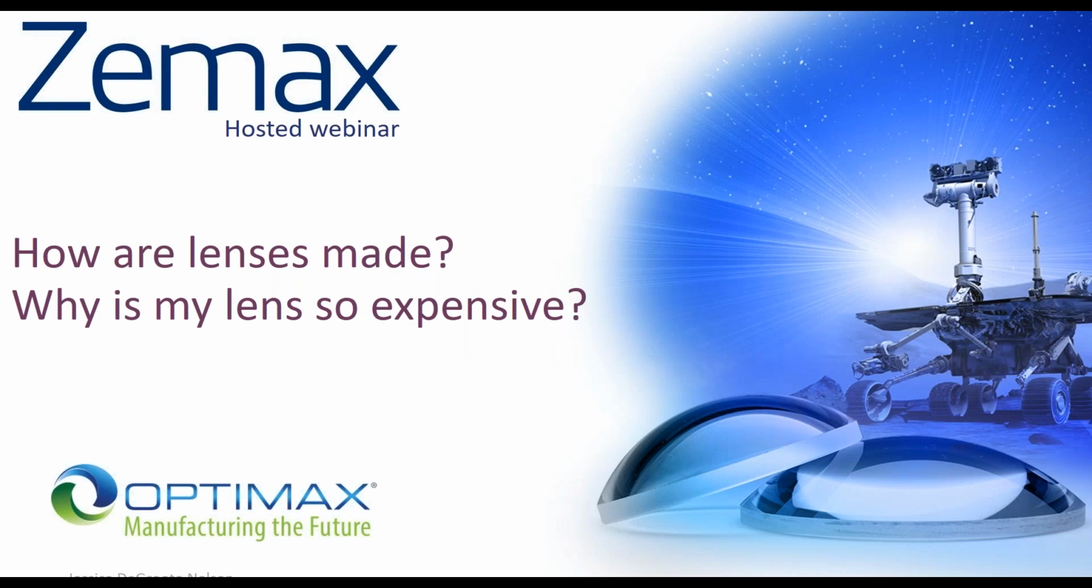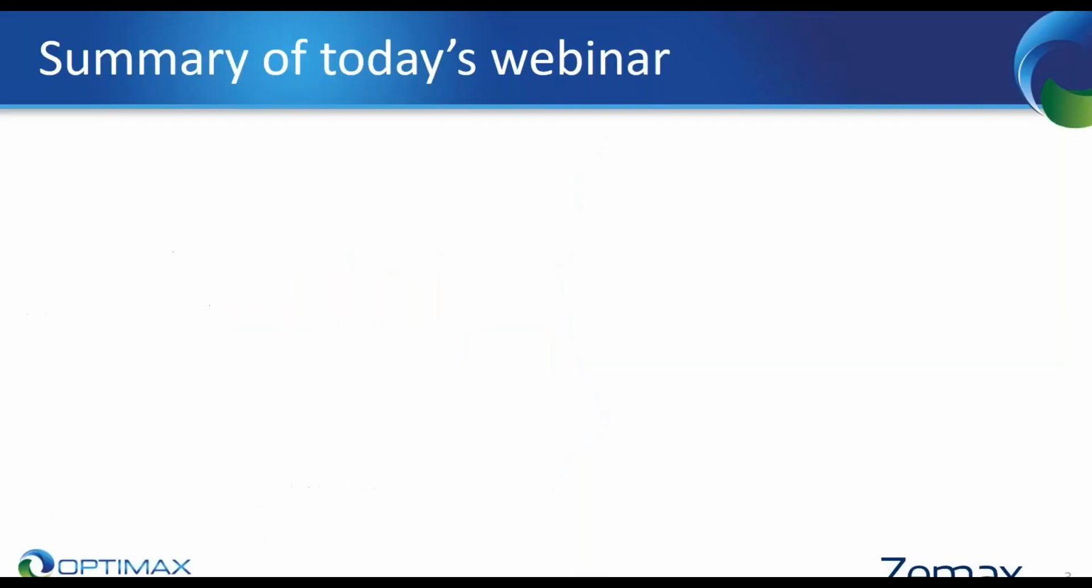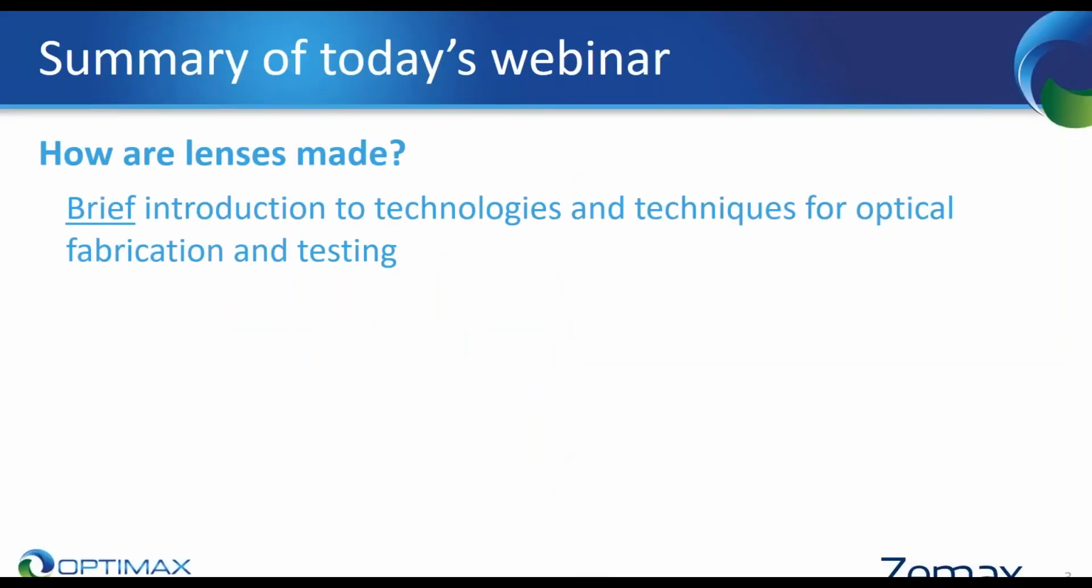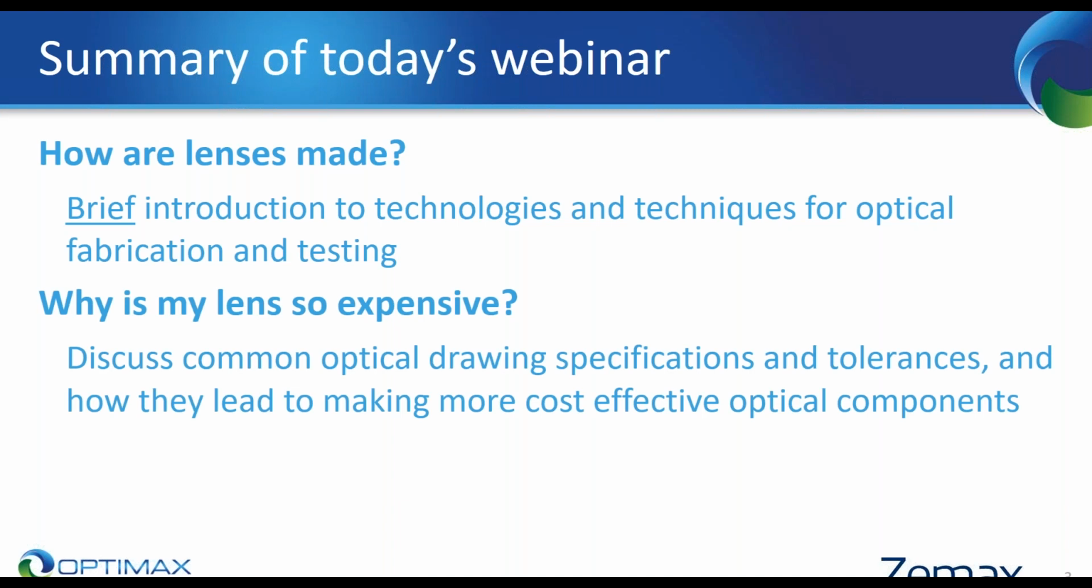So the two questions I'll repeat again are, how are my lenses made and why is my lens so expensive? A summary of what I'd like to talk about today: for the first question, how lenses are made, I'll go over a really brief introduction to technologies and techniques for optical fabrication and testing. In just 45 minutes, this is going to be a very high-level introduction. But I'd like to start with that little bit of background before we start with the second question, which is, why is my lens so expensive?